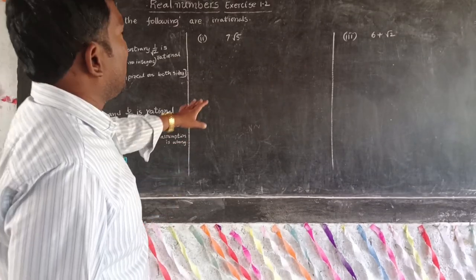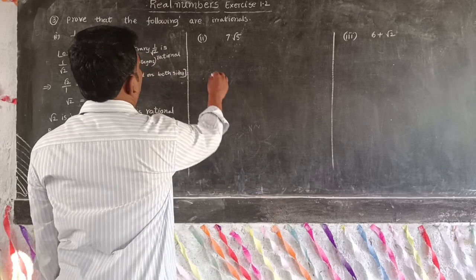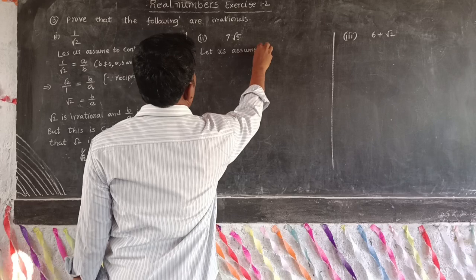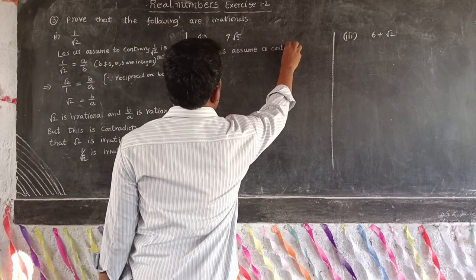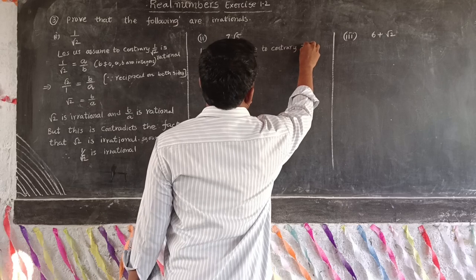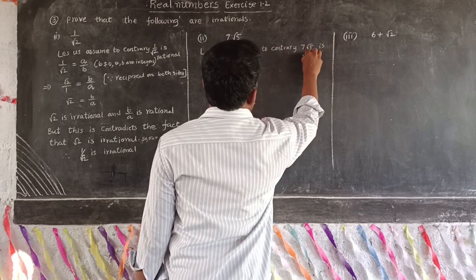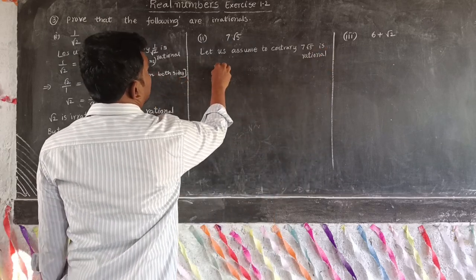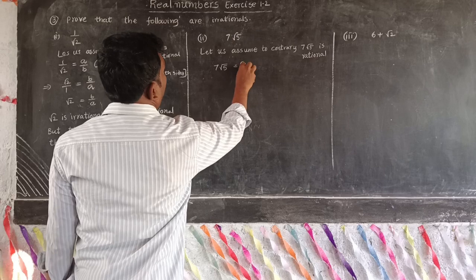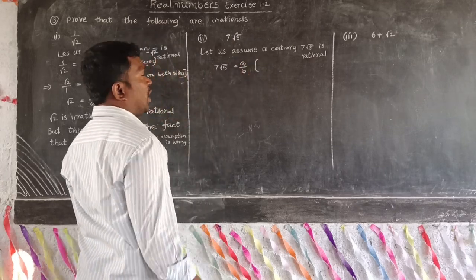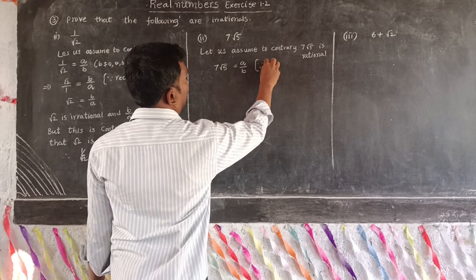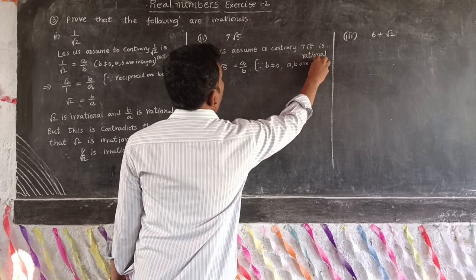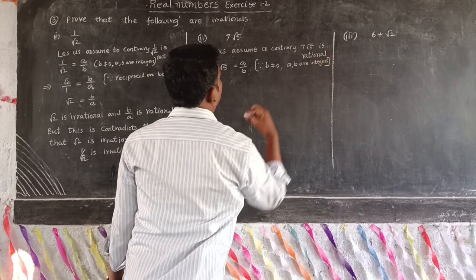Next, second one, 7 root 5. Let us assume to the contrary that 7 root 5 is rational. 7 root 5 equals a by b in rational form; you can write a by b or p by q or r by s, no problem. b is not equal to 0, a, b are integers.